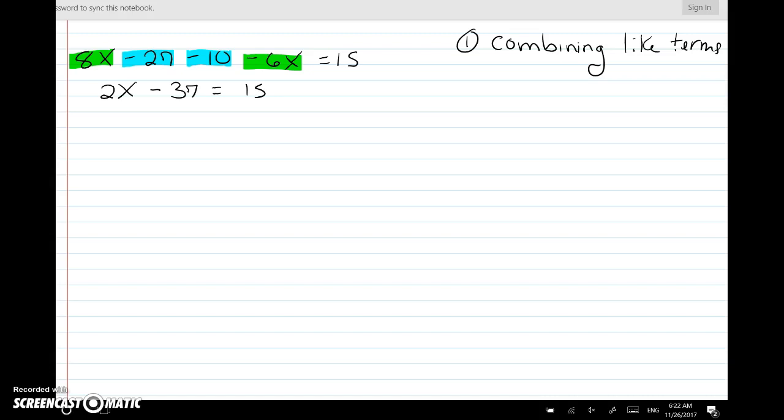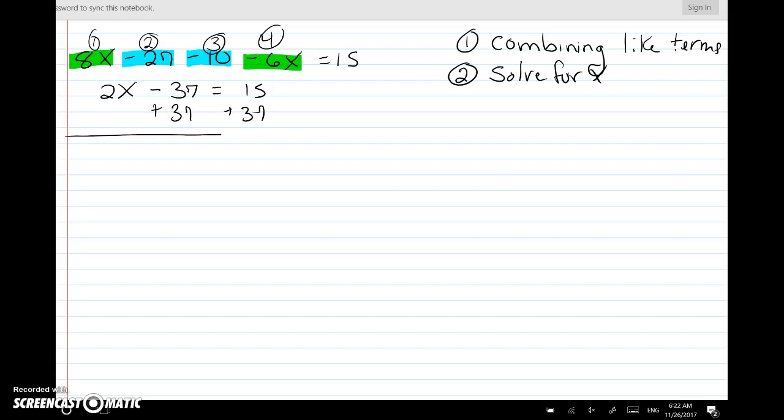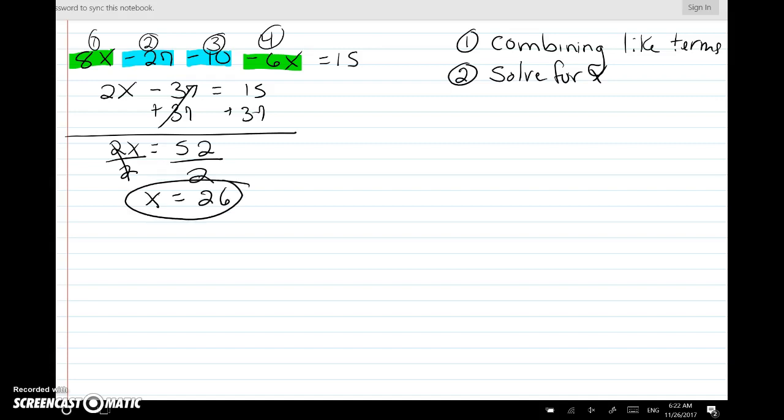See how we simplified that down from 4 terms down to just 2 terms? And now it's just a two-step equation. We're going to solve for x. Add 37 to both sides. We get 2x equals 52. Divide both sides by 2. X equals 26. Okay.